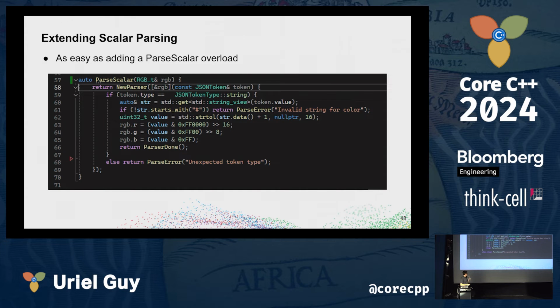Another nice thing about this is that it's very extendable. Let's say that you want to parse an RGB type. All you have to do is write an overload for parse scalar, and now you can just write parse scalar and move your own types. So this one just parses it from a string, but it's all done by what the user is expecting rather than what the JSON has. You say, I want to parse a certain type, and the infrastructure takes care of that for you instead of looking at the JSON and understanding what's there.